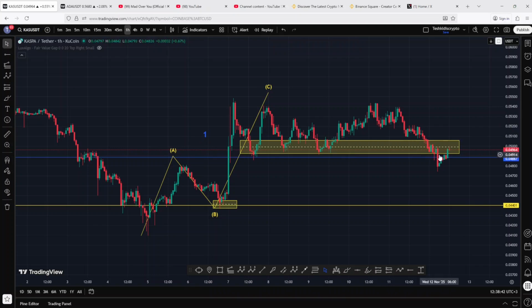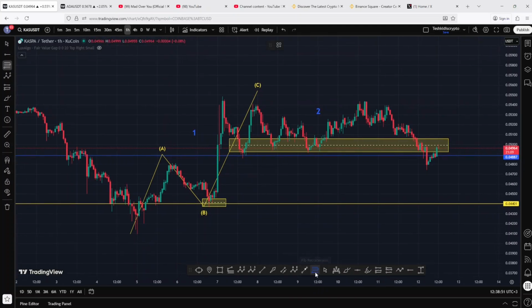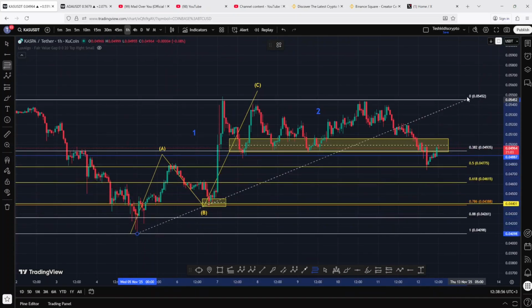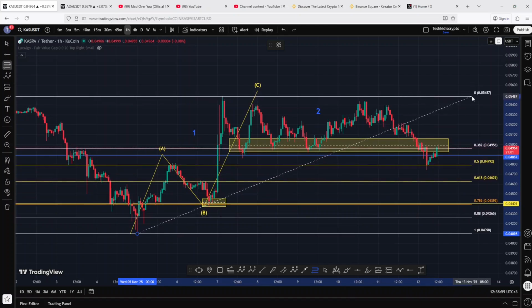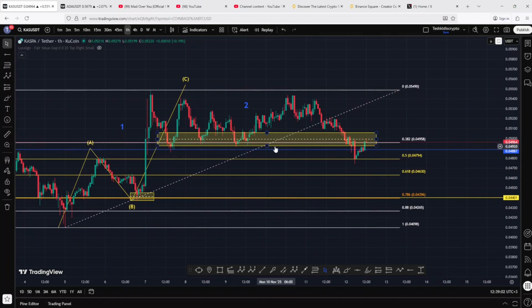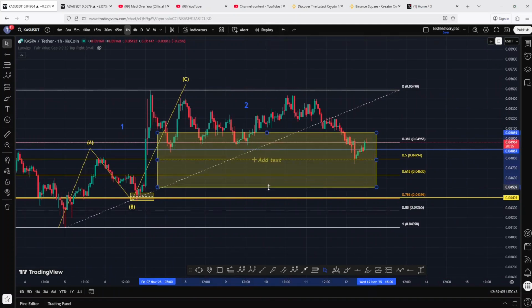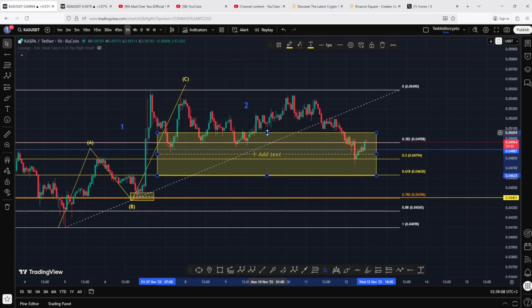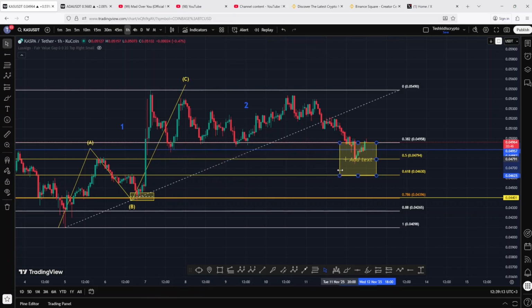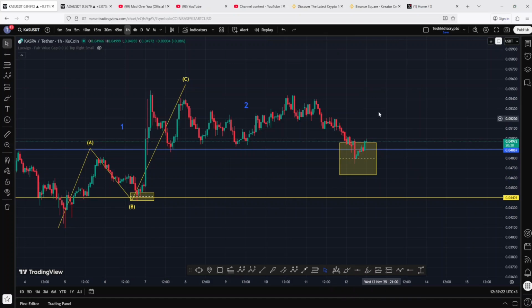Then the pullback that we are seeing right here is the formation of a second wave, whose minimum target areas can be given by connecting the Fibonacci from the lows we made in the formation of that wave A all the way to the highs we made in that wave C. And the target area is between the Fib 0.382 all the way to the 0.618. And you can see that we have seen a retracement into that target area, and that target area has continued to act as support.